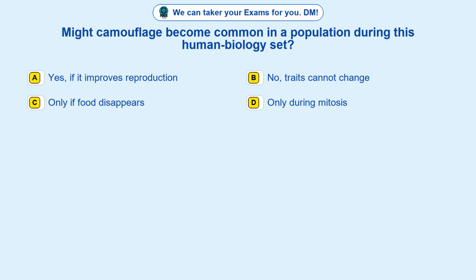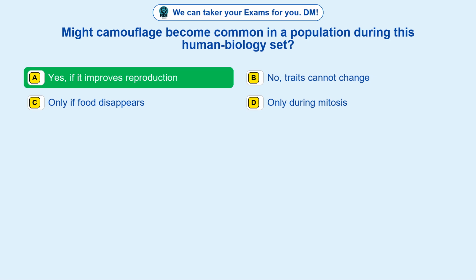Question 12. Might camouflage become common in a population during this human biology set? Option A. Yes, if it improves reproduction. Option B. No, traits cannot change. Option C. Only if food disappears. Option D. Only during mitosis.